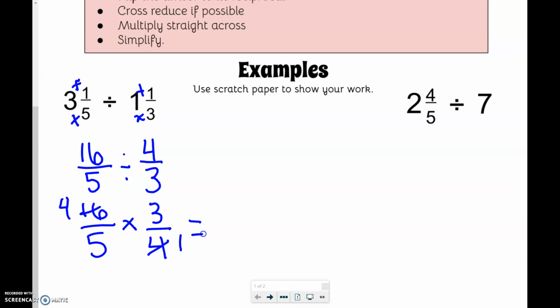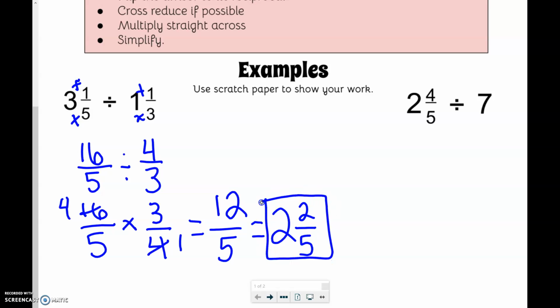So when we multiply straight across, 4 times 3 is 12. 5 times 1 is 5. We have an improper fraction. We cannot leave that. We need to simplify. So I know that 5 fits into 12 2 times, and it's going to have 2 left over, and my fifths stay the same. So 2 and 2/5 is my final answer for that one.